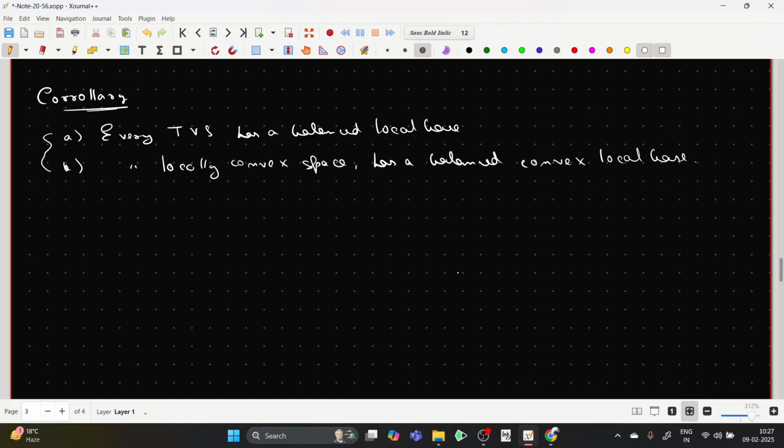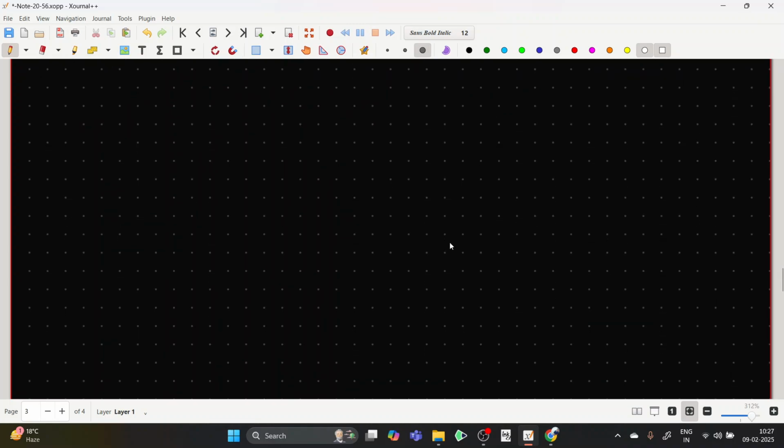Okay. Now if I choose a convex local base, that is, I choose the elements inside the base to be convex, then each of those convex neighborhoods will contain a balanced convex neighborhood. Just take the collection of all those balanced convex neighborhoods, you will get a balanced convex local base. Fine. Let us move on to the next important theorem, which for now completes the discussion of the set theoretic topological properties of the topological vector space, as I said, for now.